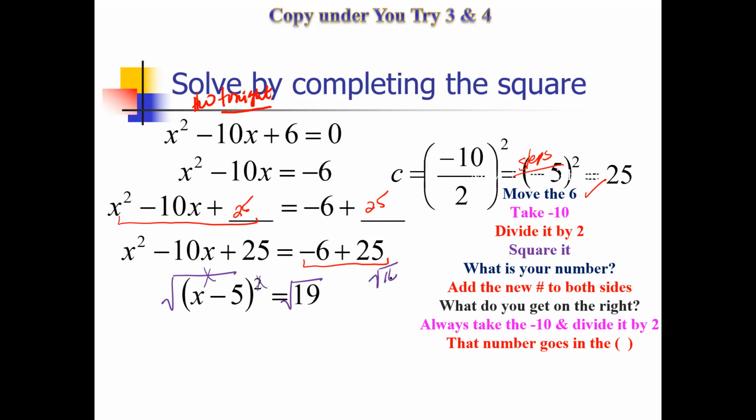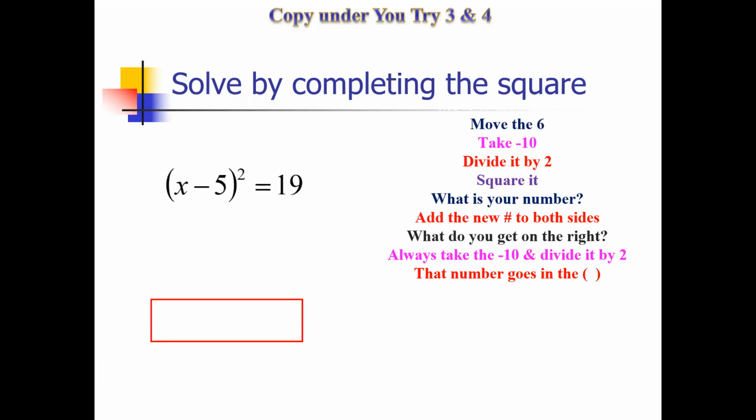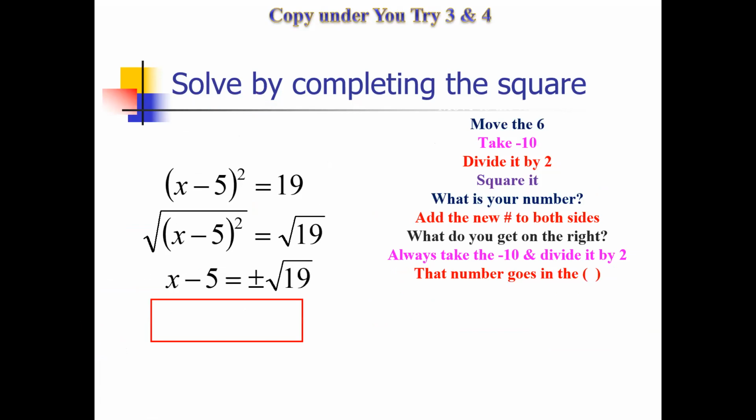And I know that the square root of 16 is plus or minus 4. Square root of 25 is plus or minus 5. So I have a square root of 19, which is in between 16 and 25, a little bit closer to 16. So I'll probably put 4.3. So I'm going to get a square root of 4.3.